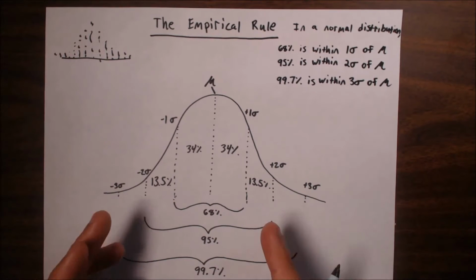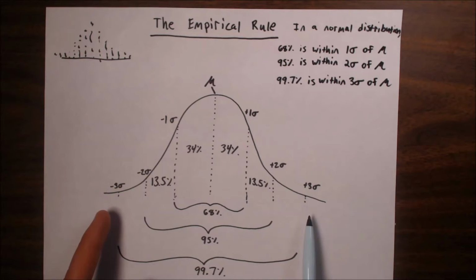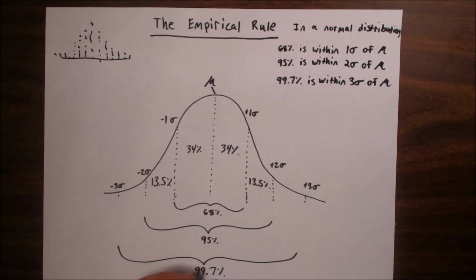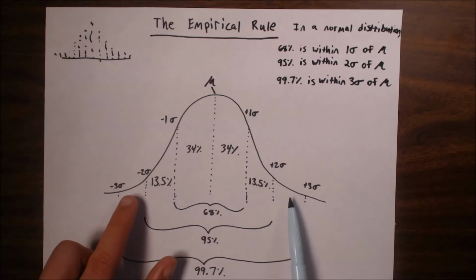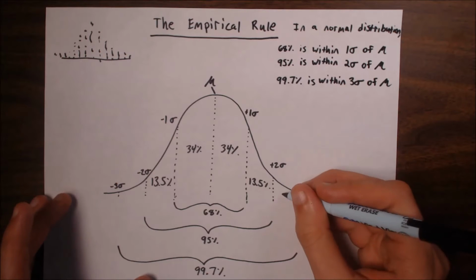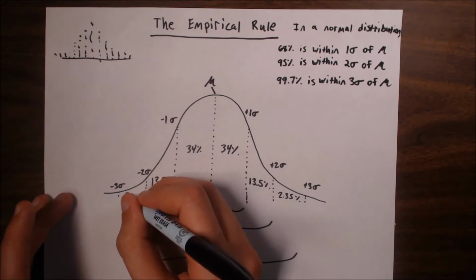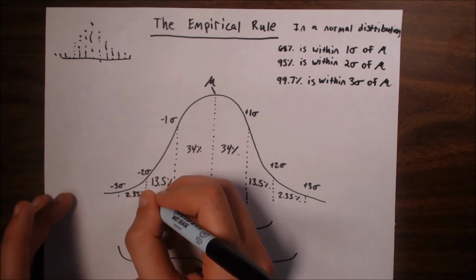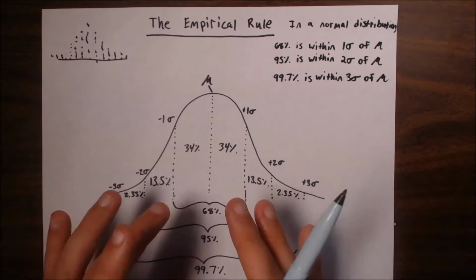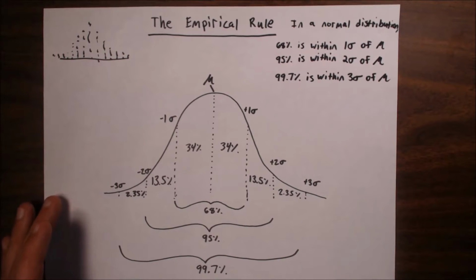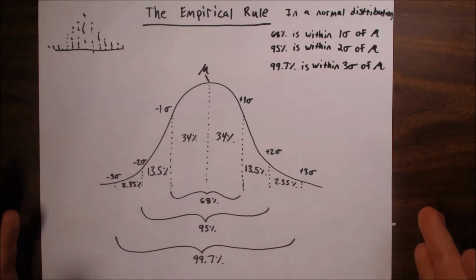Using the same kind of reasoning, this is 95%. Everything out to here is 99.7%. So what's the difference in these? 4.7. So this part here accounts for 4.7%. So half of that is 2.35%. These are numbers that are not explicitly stated in the empirical rule, but they are true because of the empirical rule. Now, if this is 99.7%, the whole thing's 100%.